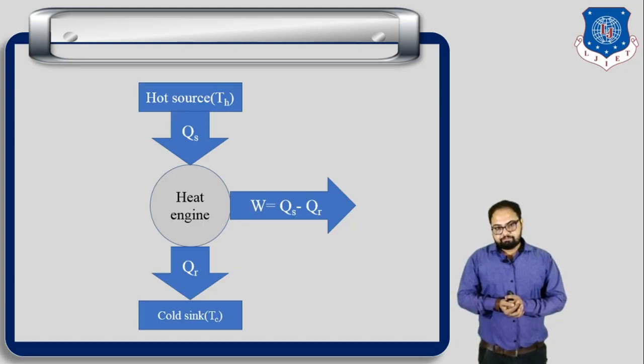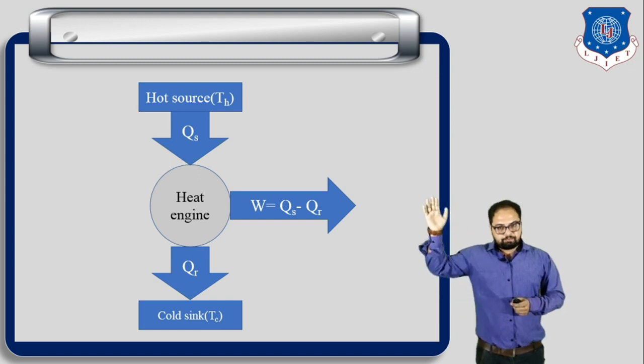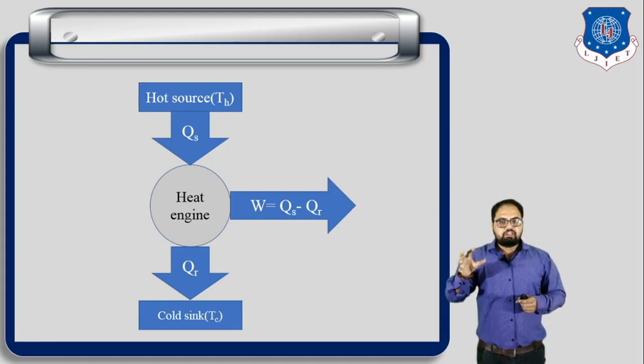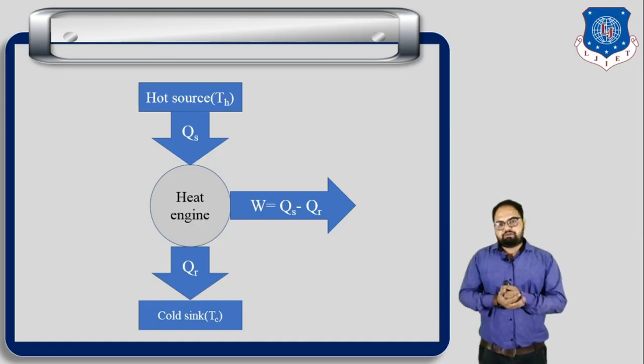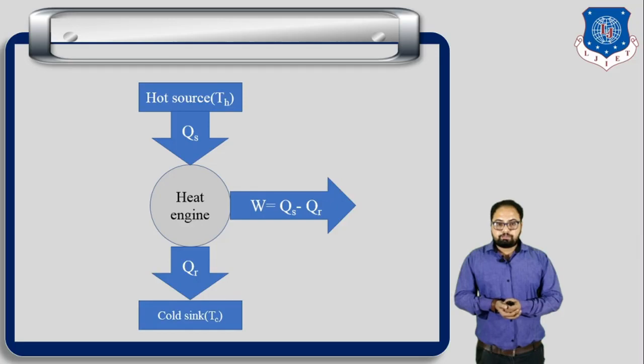So in short, the heat energy is supplied with the help of the heat source. The converting machine converts the heat energy into mechanical work, and the rest of the heat energy is released to the atmosphere, or we can say to the cold body or heat sink. The mechanical work produced during the process, W, is equal to heat supplied minus heat rejected, QS minus QR.